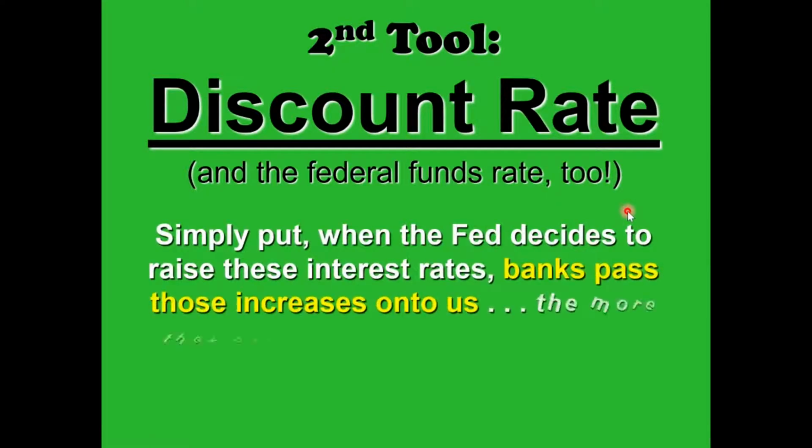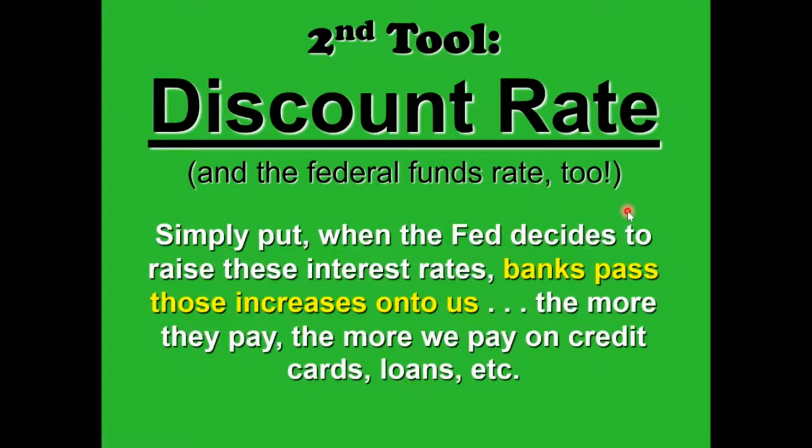Because those things are tied to prime rates and the interest rates you and I pay on our credit cards, whenever those increases happen, the banks pass them on to us. So the idea is that if the discount rate or the federal funds rate increases, then so do your credit card interest rates, your mortgages, your loans for cars, everything else is affected.